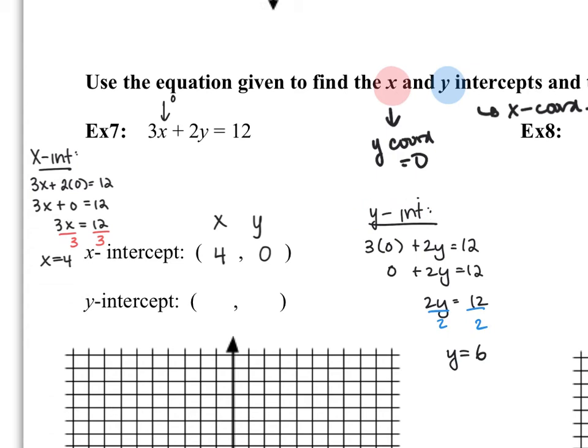So this is my work for my y-intercept. In this ordered pair, I just found that y, my second coordinate, is 6, and the number that was in the place of x that caused that to happen was 0. So the y-intercept is (0, 6).